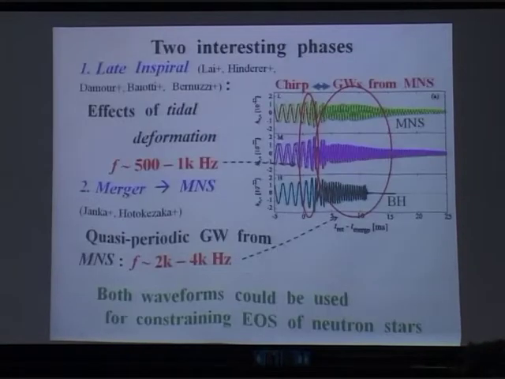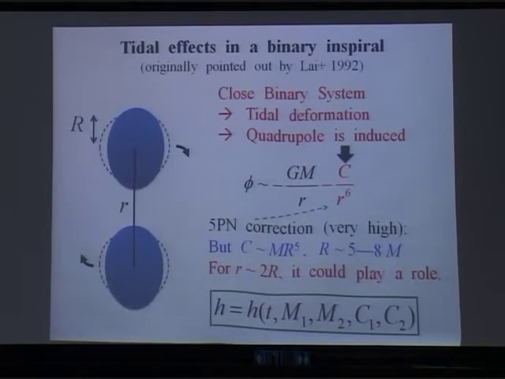Okay, so first I will talk about gravitational waves, and for this phase, tidal effects play an important role. What I mean is the following: in a close binary system, tidal deformation occurs like this. Even if each star is spherical at a distant orbit, by the tidal deformation effect, the star becomes something like this, ellipsoidal. Then the attractive force between the two stars changes as follows.